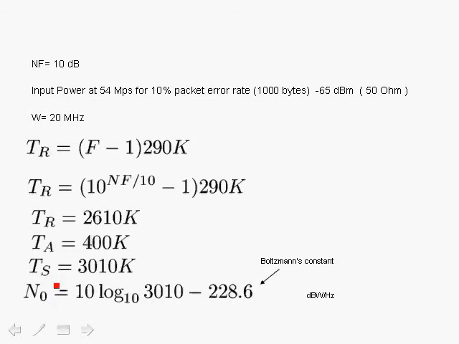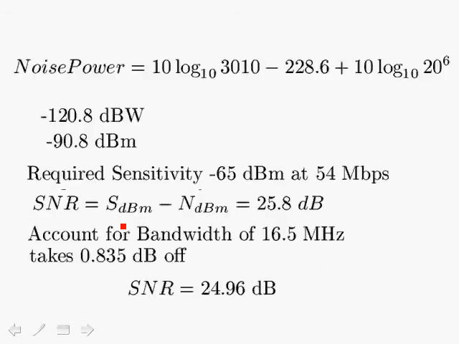Now the noise is related to the effective noise temperature of the system through Boltzmann's constant, and since N0 is in dB watts per hertz, we don't include the bandwidth. So if we express the noise in dB watts per hertz, then we take 10 log of the noise temperature of the system and subtract Boltzmann's constant in dB, and we get the expression for N sub 0, the one-sided noise spectral density.